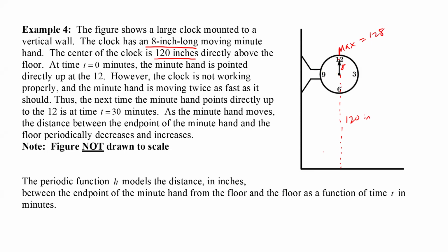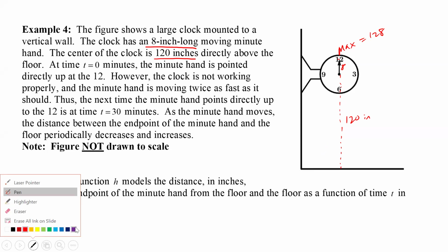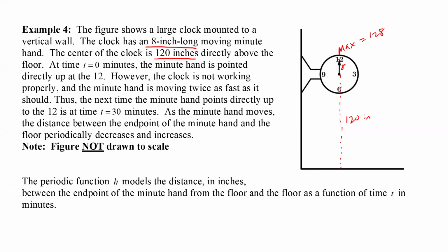128. Okay. So at 6 o'clock, that would be our what? Our min. At 6 o'clock, there we go. This would be our minimum value. And it would be how much? 112. Why 112? Perfect. We're so smart. Okay. It would be at 112.